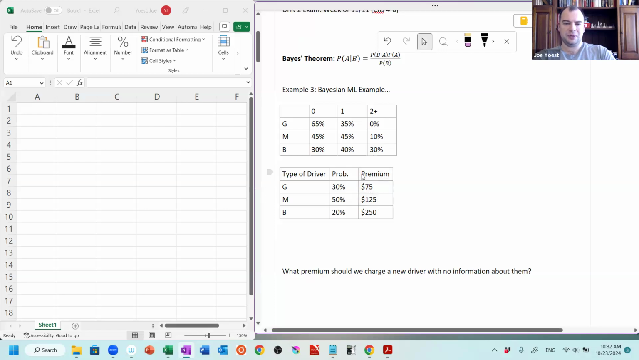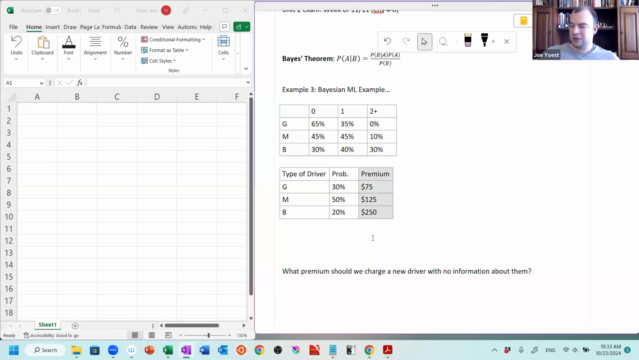So some people might say, well, let's just charge them the bad driver premium because that way we're covered. We cover our bases, right? If they're a bad driver, we're okay with that. If they're a good or moderate driver, well, we make a little bit more money off the top. They pay a little more into the pool than they take out. So we're okay with that. That would be maybe nice in some sense. That would be the most conservative way for us to approach it.